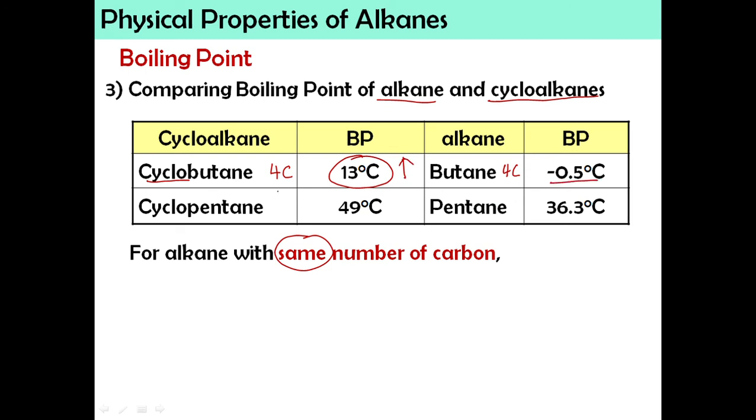Okay, sama lah macam ni. Cyclopentane, 5 carbon, ini pun 5 carbon. Okay, so 49 and 36, ini masih lagi tinggi. Tapi, kalau carbon dia 4, carbon dia 5, yang ini masih lagi tinggi. Faham tak? Okay, saya harap boleh nampak kat sini, kita hanya boleh compare cyclic dengan alkane kalau dia ada number of carbon yang sama. Okay.